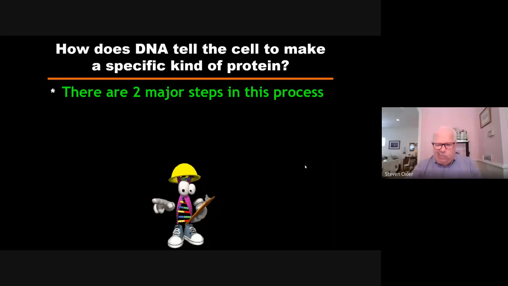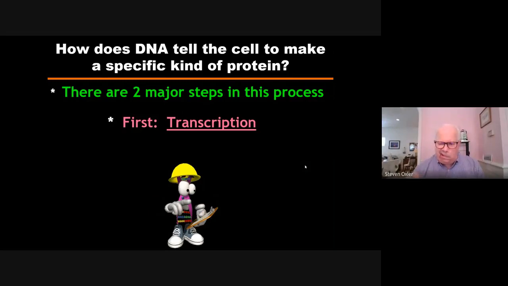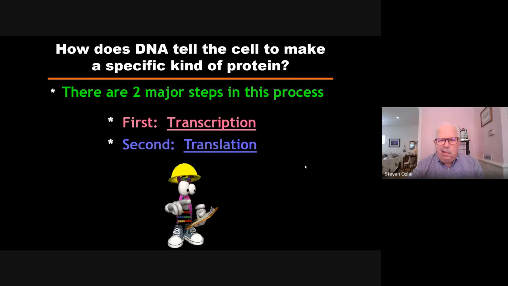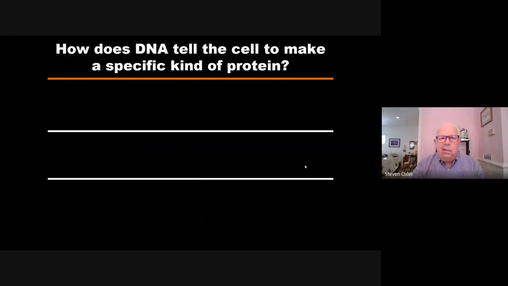How does DNA tell the cell to make a specific protein? Well, there are two steps. The first is called transcription. The second is called translation.